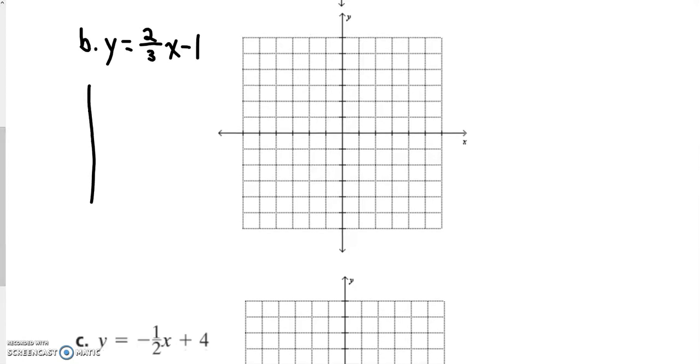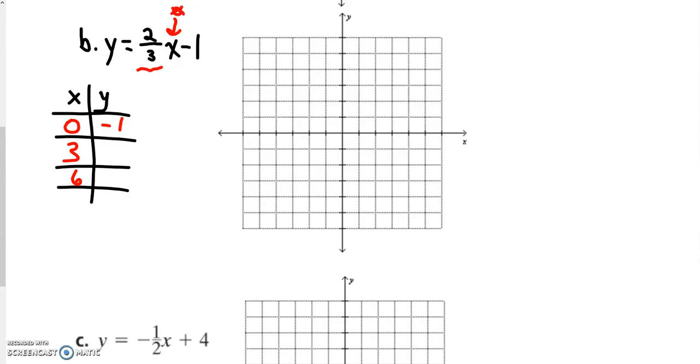So again, XY chart. Your coefficient of x is a fraction. So our hint is start with 0 and then count up by the denominator. 3 and 6. Substitute in a 0. 2/3 of 0 is 0, minus 1 is negative 1. Substitute in a 3. 2/3 of 3 is 2. 2 minus 1 is 1. Substitute a 6. 2/3 of 6 is 4. 4 minus 1 is 3.